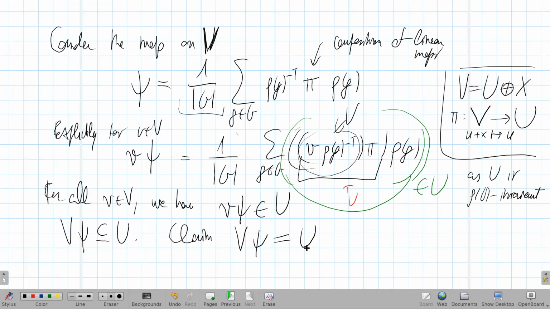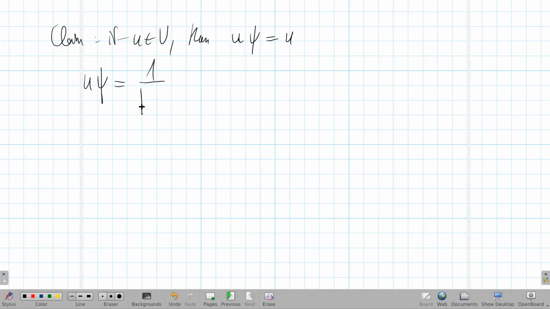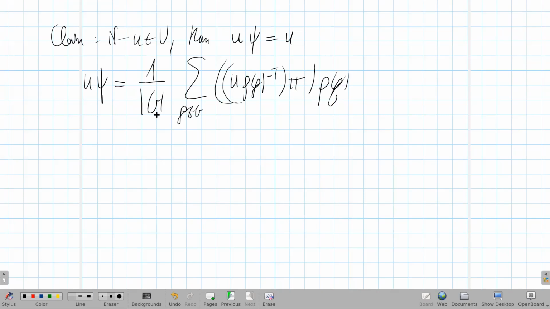And the reason is rather simple, because I claim if U is in U, then U Psi is U, okay? And then of course this means that you can obtain all elements of U as images under Psi of themselves. And the reason is very simple, because what's U Psi? This is what you obtain by taking U, applying rho G inverse, applying pi, and applying rho G. And then you sum over all this and you average.